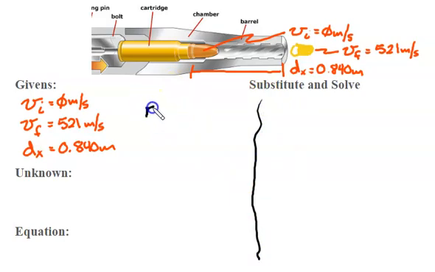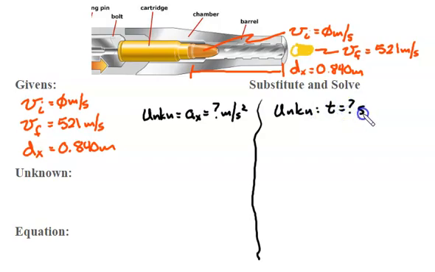The first thing it wants to know is what is the acceleration. So our unknown over here is acceleration in the x equals question mark meters per second squared. The other question it asks is what is the time. So my unknown here is time equals question mark, and in this case it's going to be seconds.